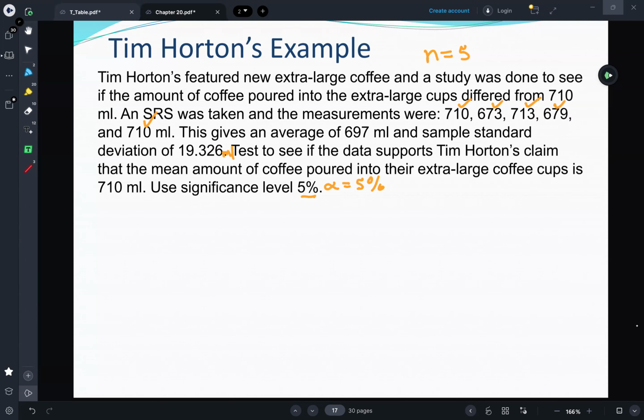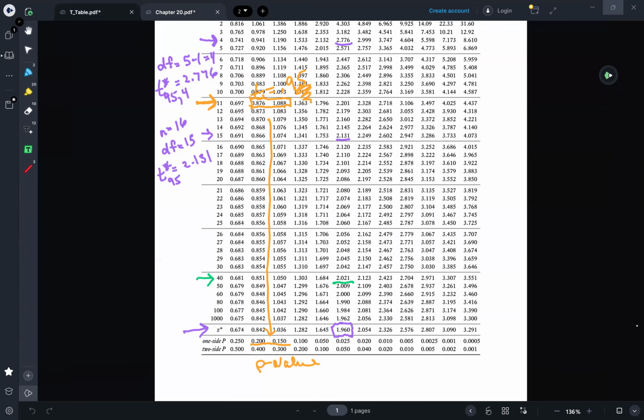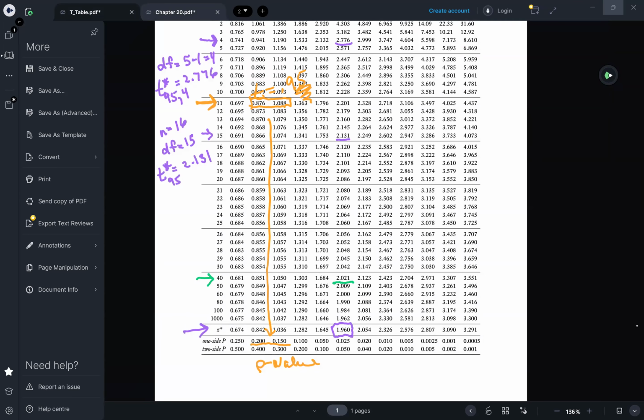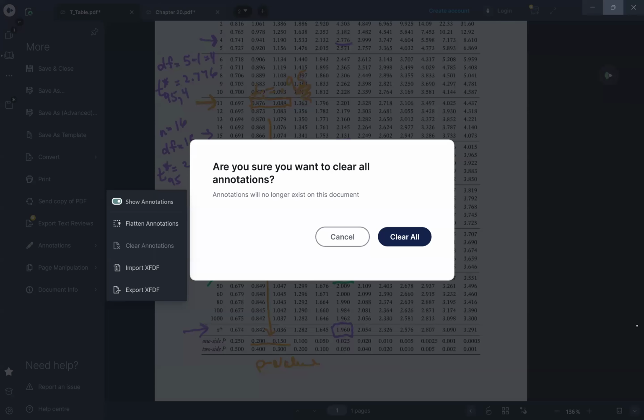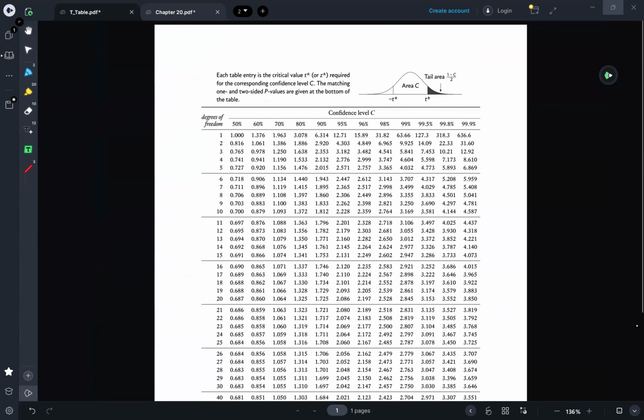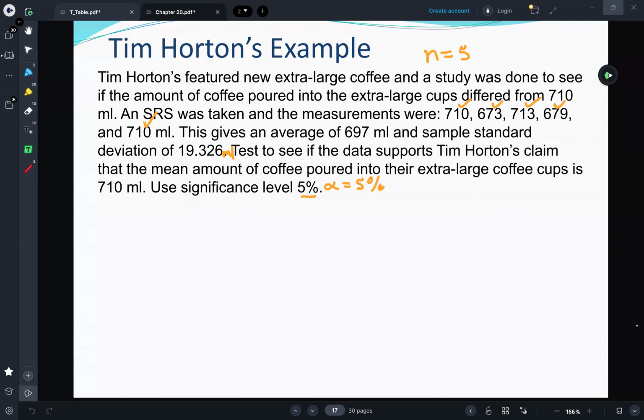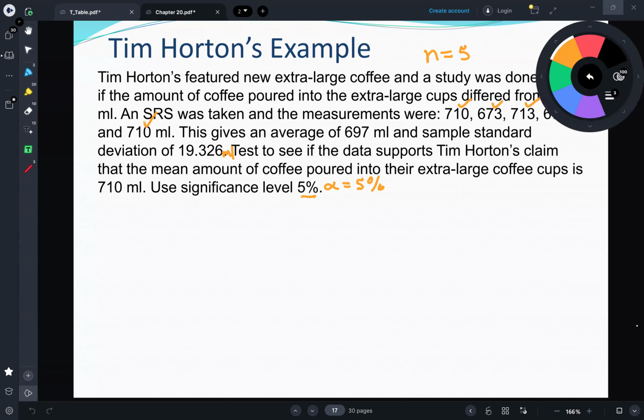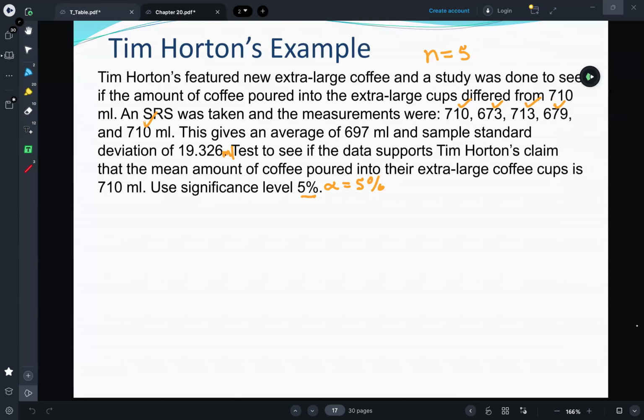And so what I'm going to do before we go on, I'm going to actually clear the annotations here, so we have a fresh table, and we'll put this together. Let's all work together to see what happened with this test. This was conducted. Just going to grab a darker color here. And so we have our values.